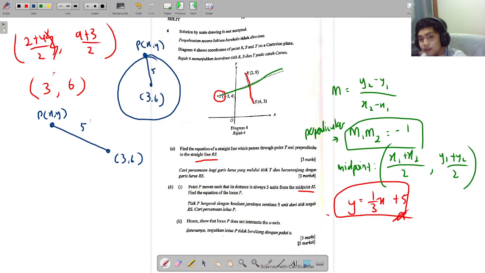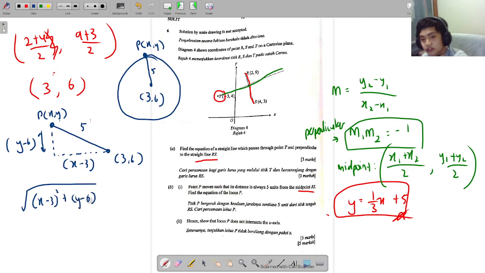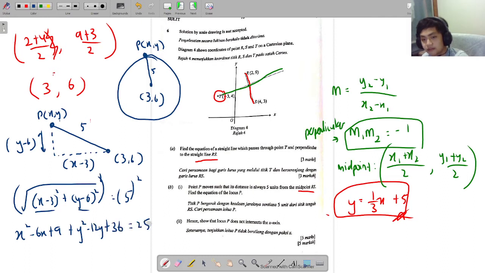Why I can use Pythagoras theorem is because, you see, I can create one like this. So this is actually x minus 3 because of x distance, and y distance, this is actually y minus 6. So by using Pythagoras theorem, I have square root of (x minus 3) squared plus (y minus 6) squared equals 5. So I'm going to square both sides to get rid of the square root. At the same time, I'm going to expand this. So it'll be x squared minus 6x plus 9 plus y squared minus 12y plus 36 equals 25.